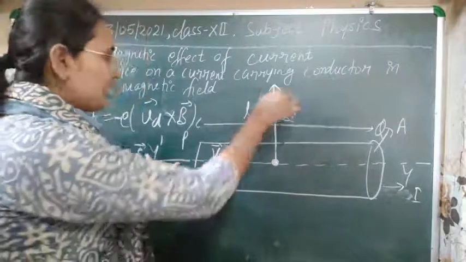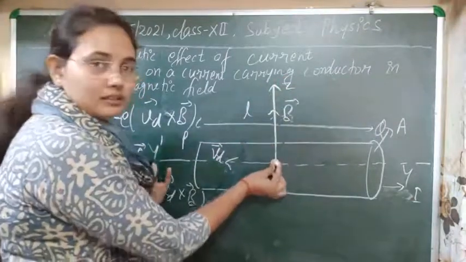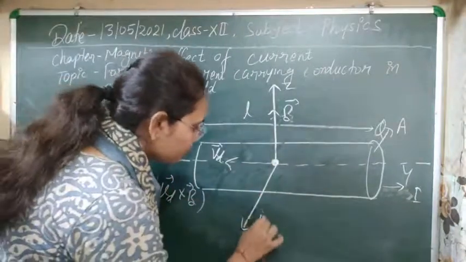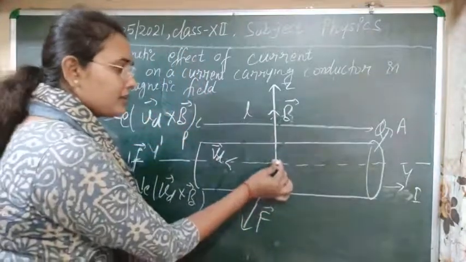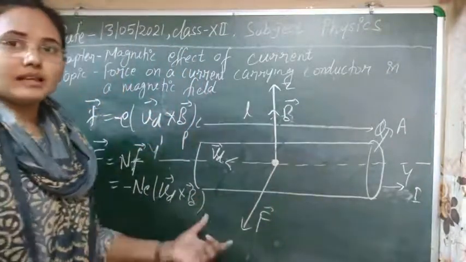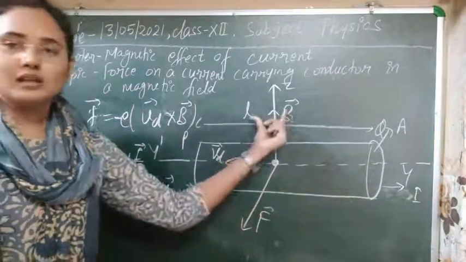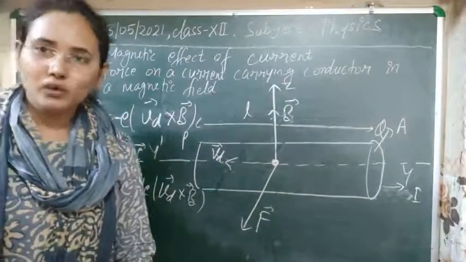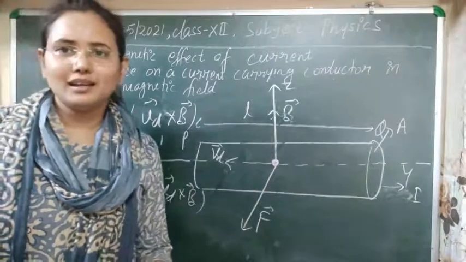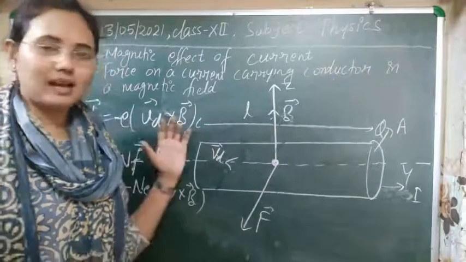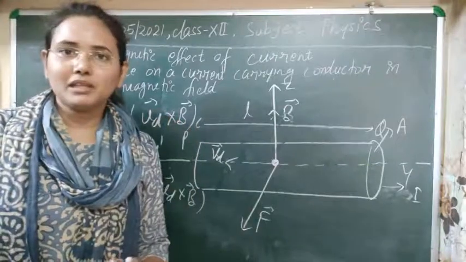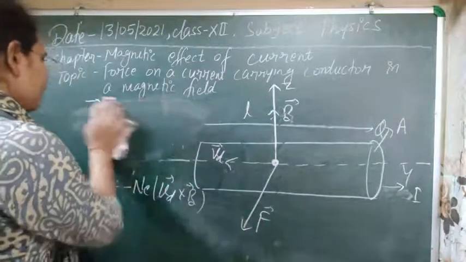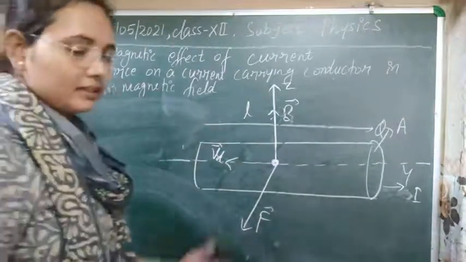Meaning if this is along y, this is along z, then this will be along this direction, the x-axis. So we can show this here. This is the perpendicular axis that I am talking about, and this is the direction of force that is perpendicular to both these vectors. So the cause behind the force experienced by the conductor is very clear. Since the last 4 days we have been discussing the same thing, so there should not be any confusion.